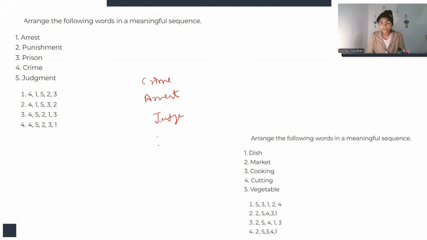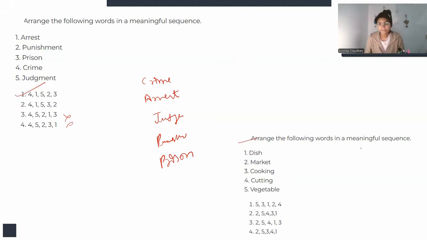In judgment, what is the punishment? Then in punishment they send to prison, right? So it would be the correct, so 4 then 1, so these options will be eliminated. 4 1, then judgment 5, so 4 1 5. Okay, then punishment 2, and then prison. So option number 1 will be the correct answer.